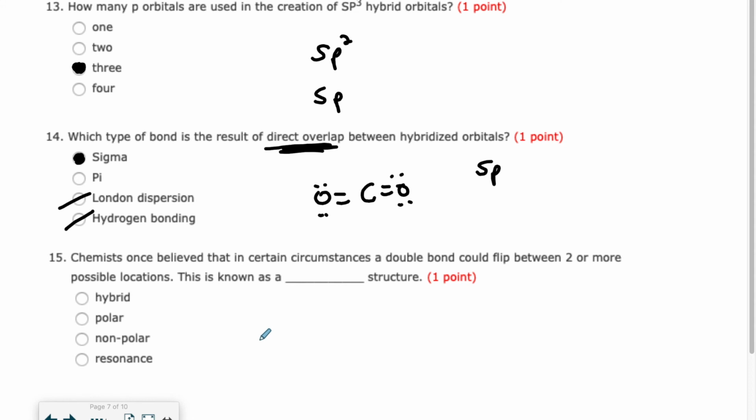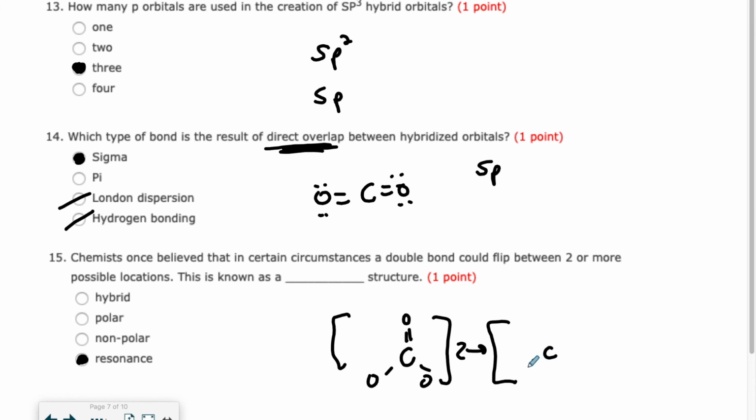Alright, for 15. Chemists once believed that in certain circumstances, a double bond could flip between two or more possible locations. This is known as a blank structure. This would be a resonance structure. So this is similar to that example that I showed you before. I think it was with the carbon double bonding to oxygen and then going to the other two oxygens. So there are multiple ways that this structure could be put together.